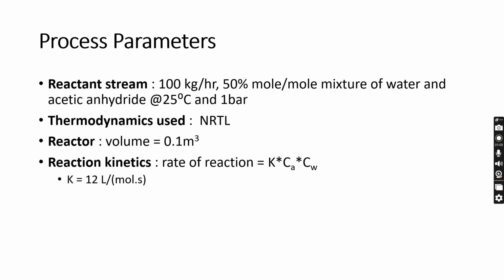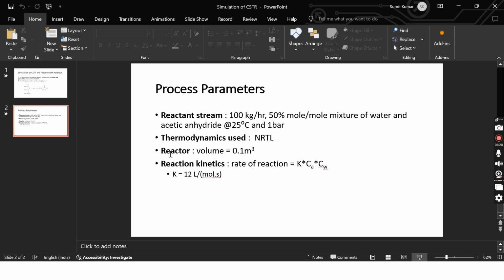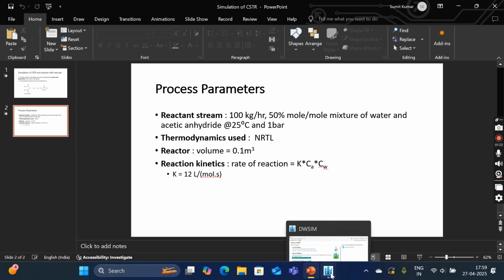In this tutorial our objective is to find the conversion of the acetic anhydride. We will choose it as a base component, and to know how to simulate a reaction with a rate law and to simulate a CSTR. So these three will be the output of this tutorial. Now let's go and open DWSIM.